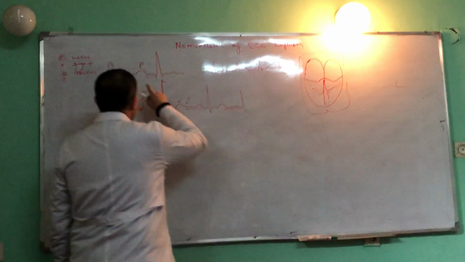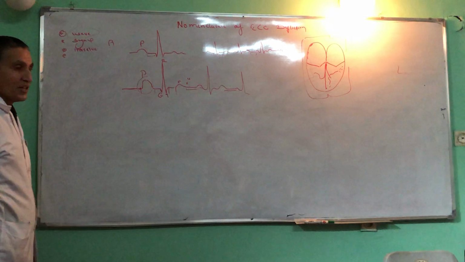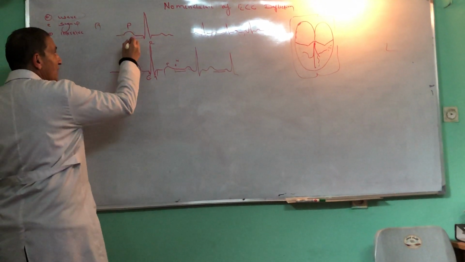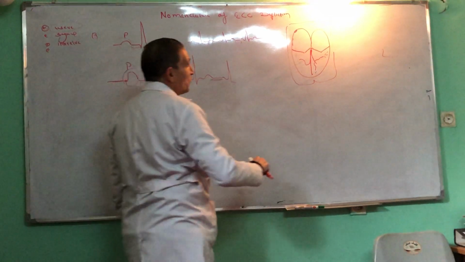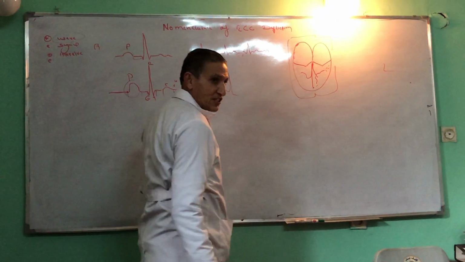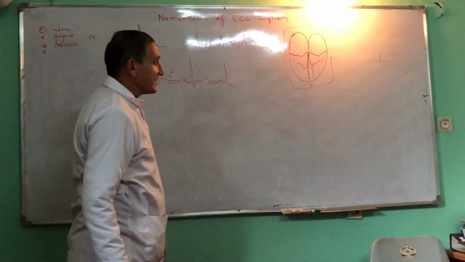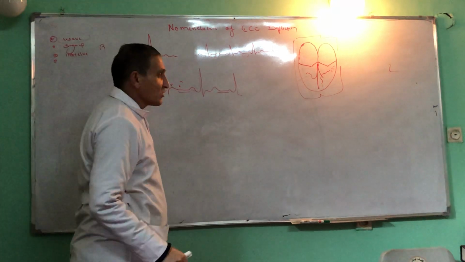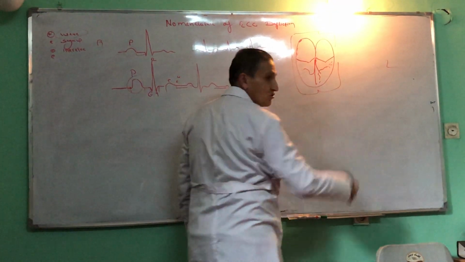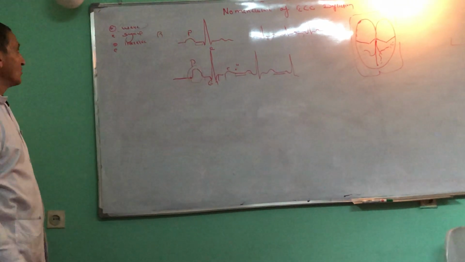You should not be confused with the PR interval. The PR interval represents two things: atrial depolarization plus AV nodal conduction. But in the PR segment we see just AV nodal conduction, and this AV node delays the electrical impulse. Why does it delay the impulse? Because it gives both atria a chance to contract and empty their blood into the ventricles. So this is a good delay, a physiological delay.